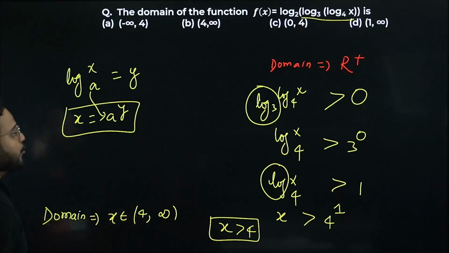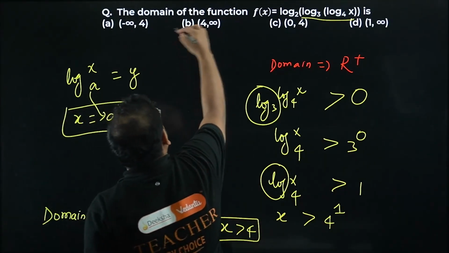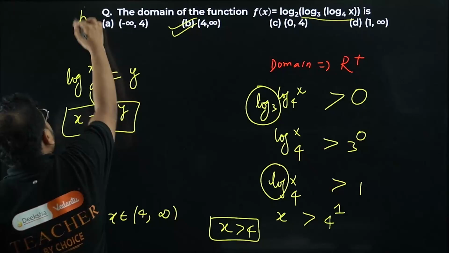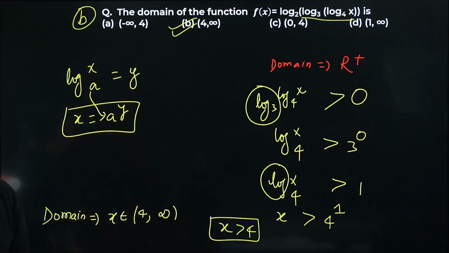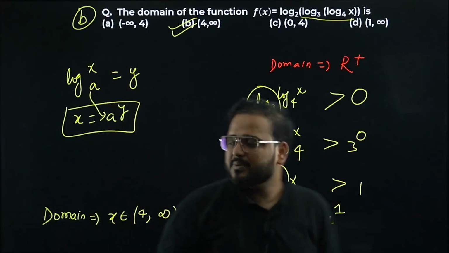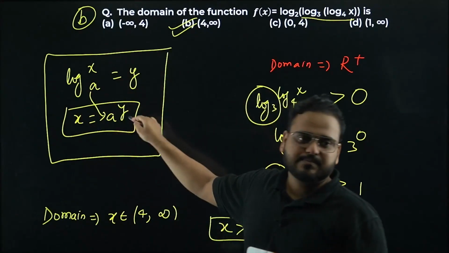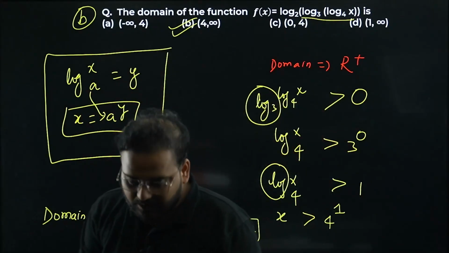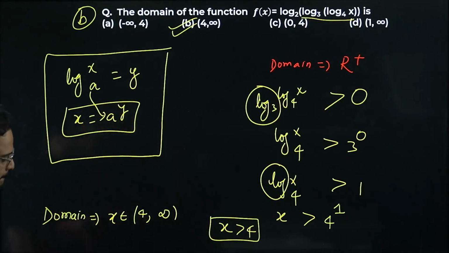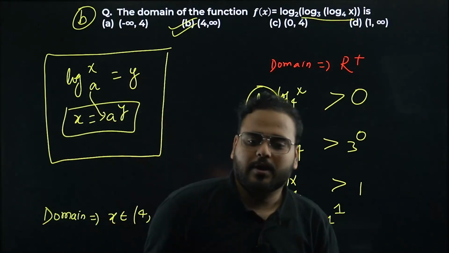Domain is x belongs to 4 to infinity. Answer is option B. Please check. Simple question. Of course, very simple. This is just for the reference part, okay? The concept part. Please have a look. This is clear? Of course. Okay, let's move on now.